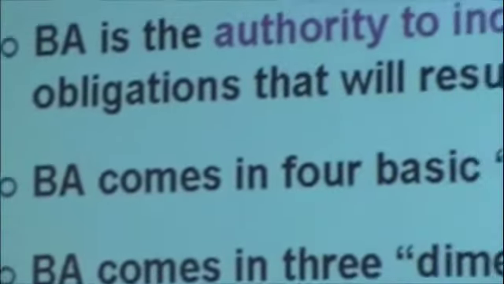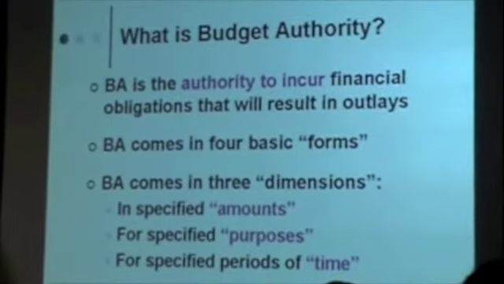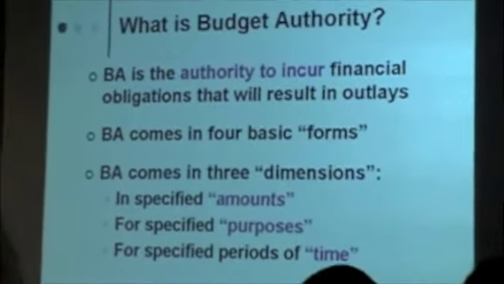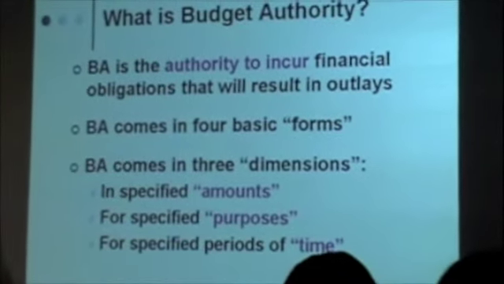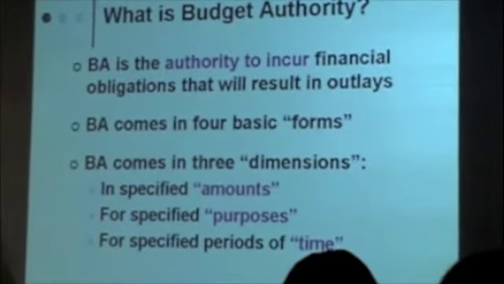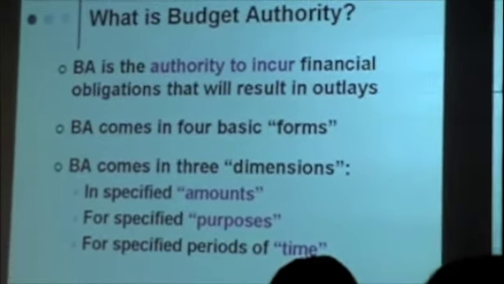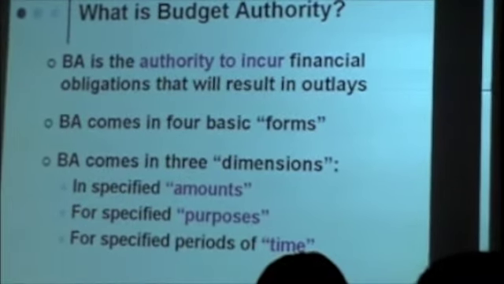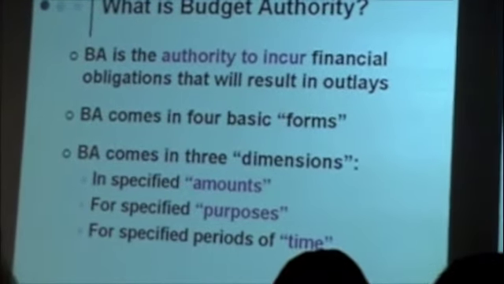Okay. Questions? What is budget authority? Budget authority, or BA, we use that term interchangeably, is the authority to incur financial obligations that will result in an outlay. All those words eventually become important. But quite simply, you need budget authority in order to buy something.